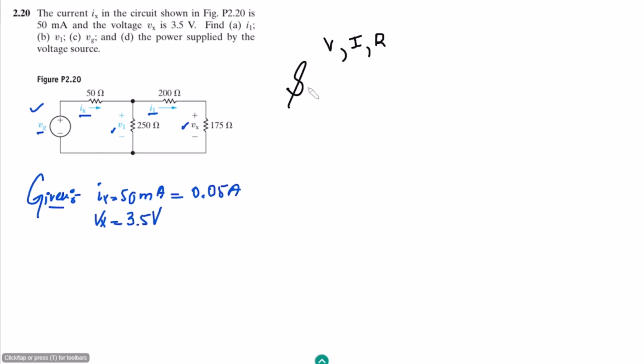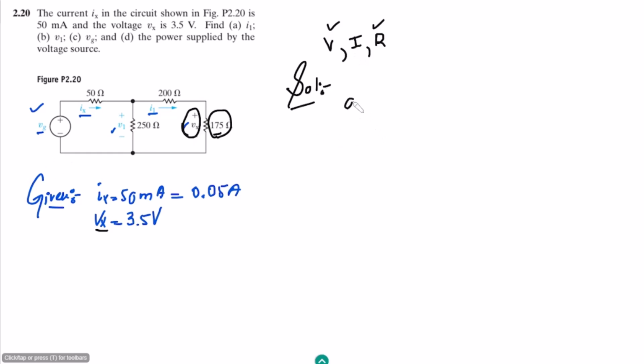Let us solve our question, and first proceed with this one. We can see that I1 is the current which flows through the 200 ohm and 175 ohm resistors as well, because these two are in series with each other. The voltage across it is known and the resistor is also known, so we can very easily find the value of I1.